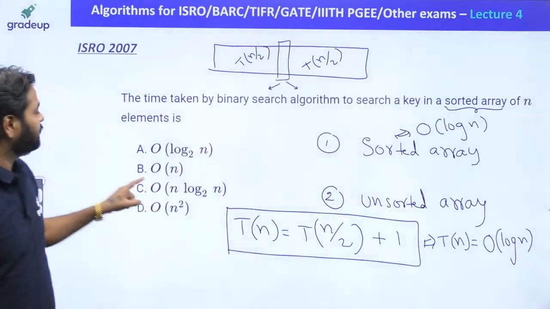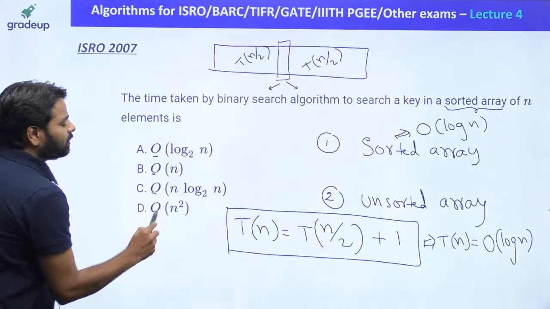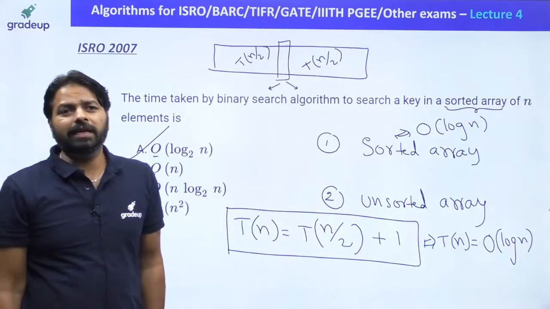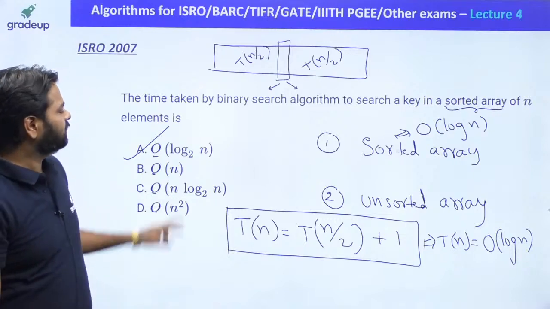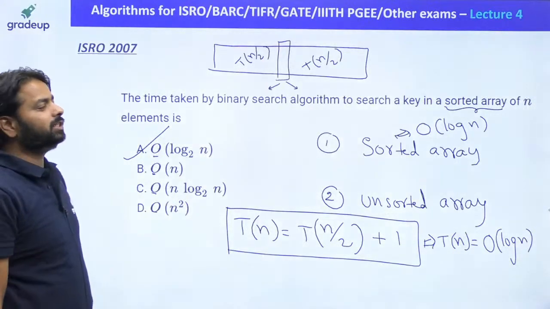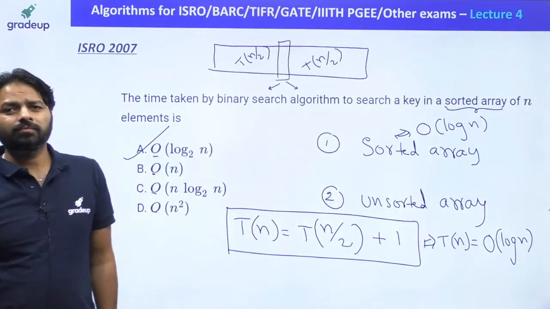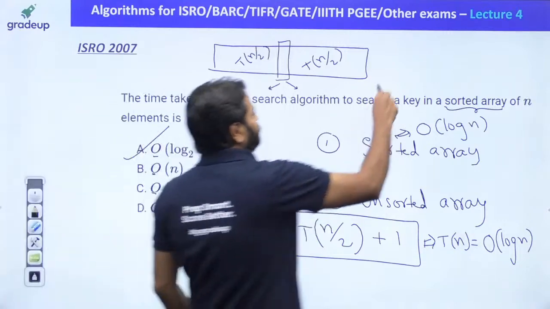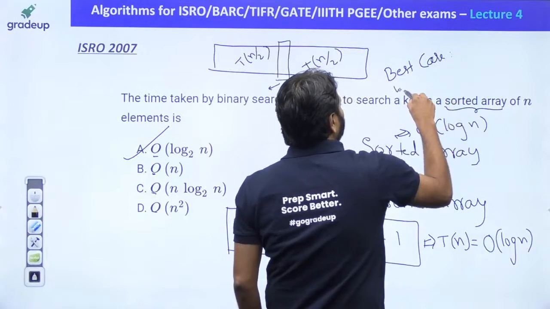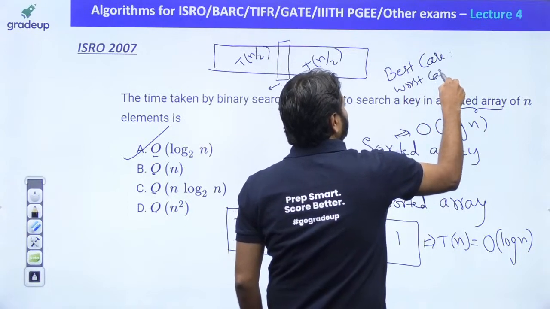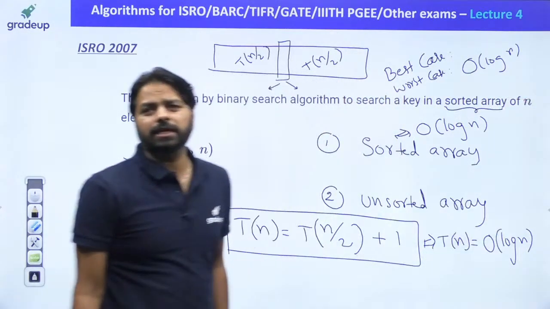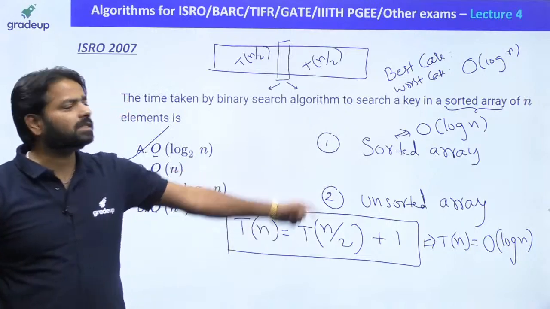In case they ask about big O, what is the best case? This log n is not the best case, that is the worst case. What is the best case to search a key using binary search? Quick, guys, what is the best case?